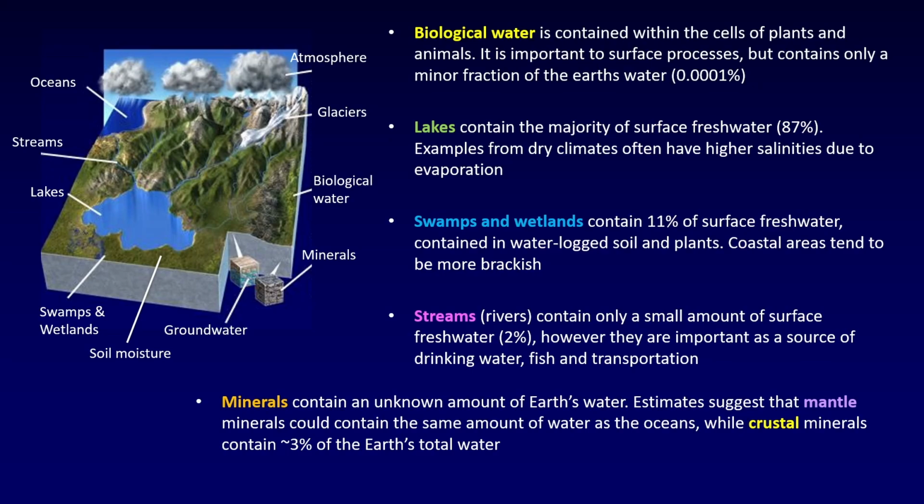Based on the estimates that we have, we believe that the mantle probably contains somewhere around the same amount of water as the Earth's ocean. So we believe there's a significant amount of water in the Earth's mantle. Now, in terms of the crust, we think that it contains about 3% of the Earth's total water, so about equivalent to the amount of water that occurs as fresh water. So when you think about it, the amount of water contained in the crust and in the mantle is about equivalent to the amount of known water that we can see on the surface of the Earth.